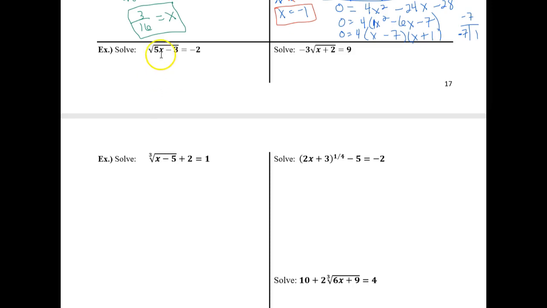So let's go ahead and solve this. Say we don't see that and we want to solve it. So I'm going to undo this square root by squaring both sides. So square root of something squared is itself. 5x minus 3 equals negative 2 times negative 2, which is positive 4. I add 3 to both sides. 5x equals 4 plus 3, which is 7. And divide both sides by 5. So we think x equals 7/5.